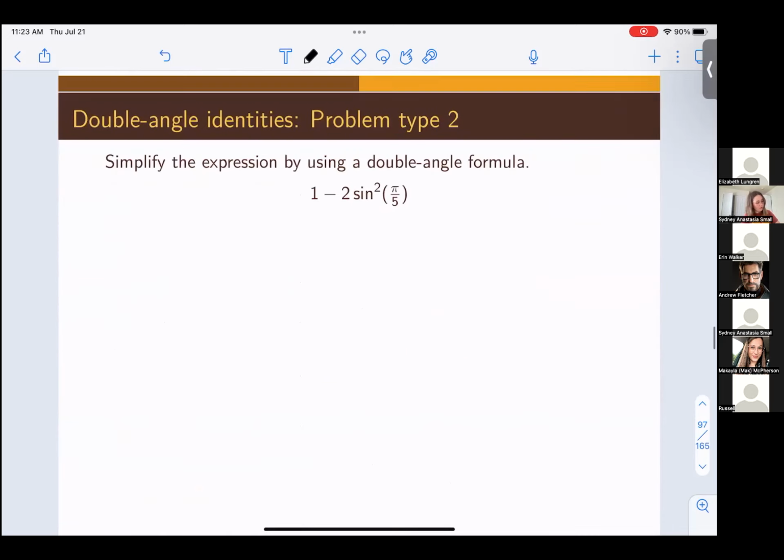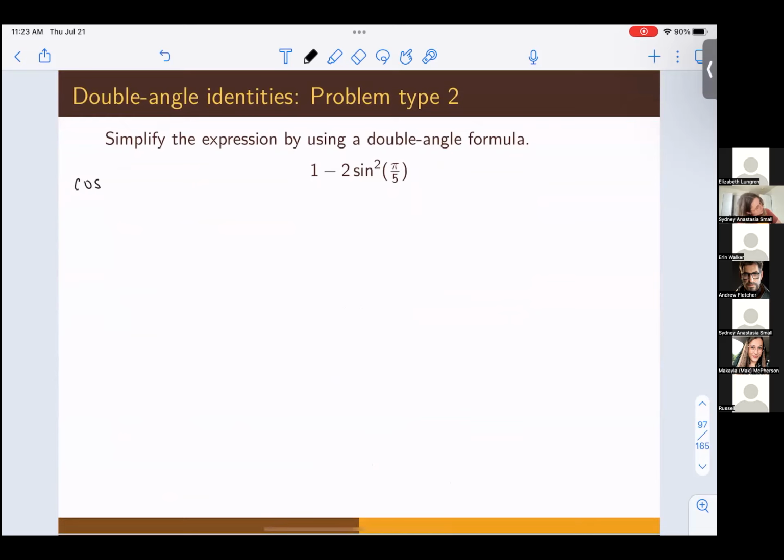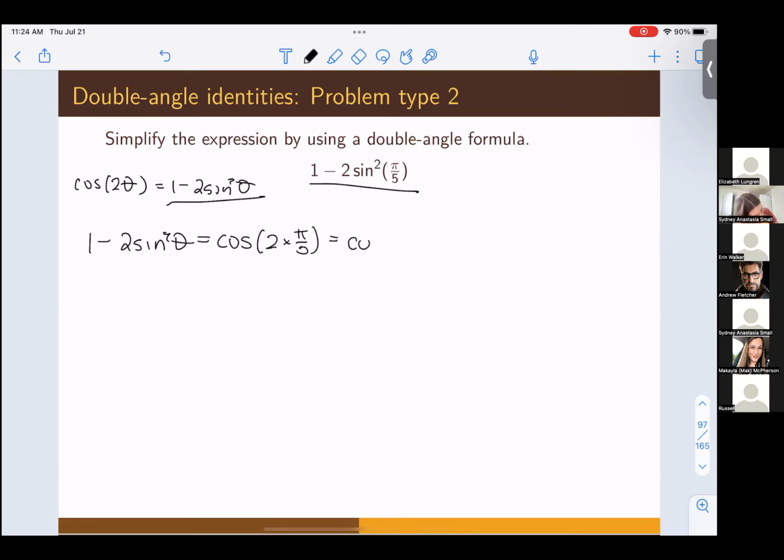I'm just going to write that here as a note. The cosine of 2 theta is 1 minus 2 sine squared theta. Notice that this is the exact form of this, where theta is π/5. So therefore, 1 minus 2 sine squared of theta equals cosine of 2 times π/5, which is cosine of 2π/5. We don't know this angle. It's not a special one on our unit circle. So that's just our final answer.